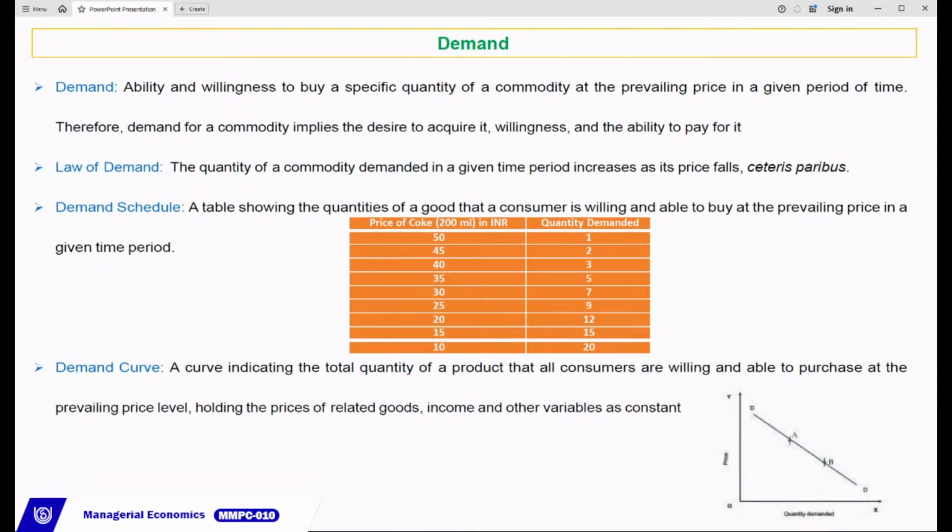Quantity demanded is shown on the x-axis and the price is shown on the y-axis. Accordingly, the shape has been shown diagrammatically as downward sloping, as the law of demand states an inverse relationship, and that's the main reason the demand curve slopes downward.